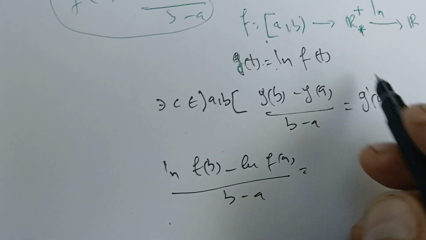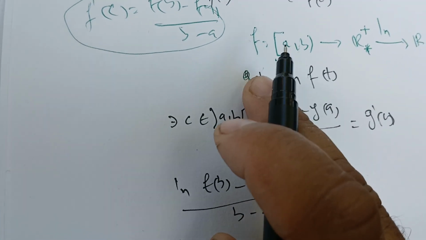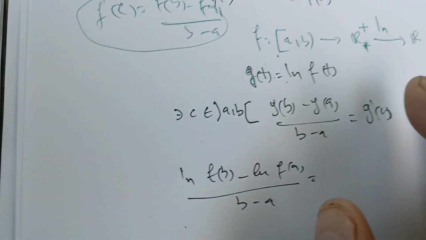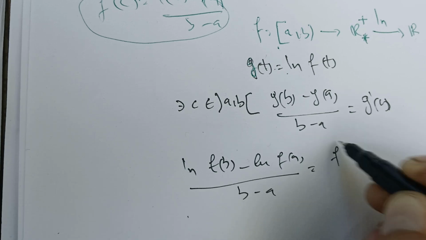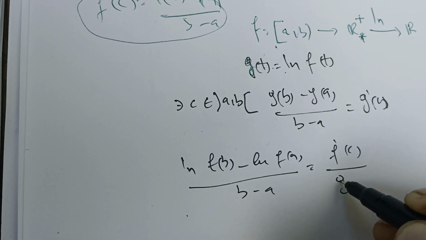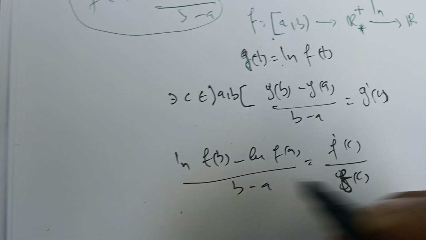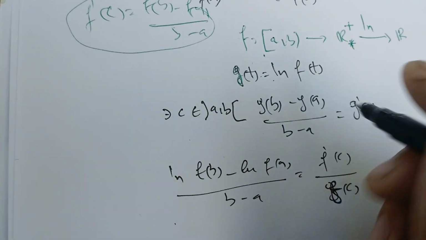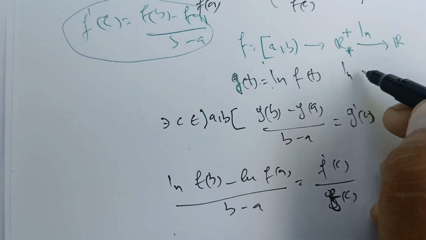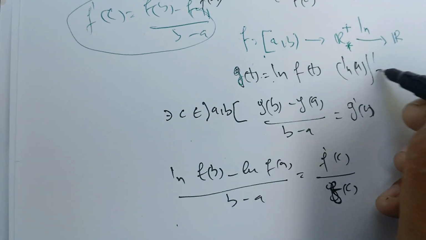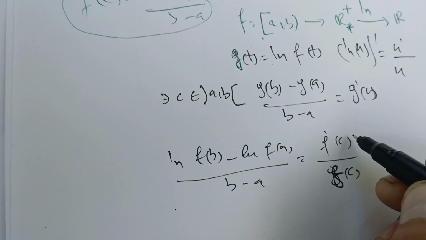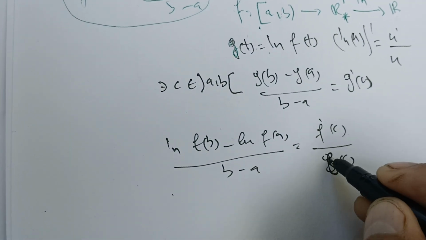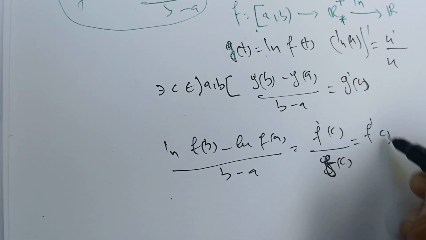And g'(c): we know the derivative of g because this is defined in terms of the log. So this is just f'(c) over f(c). Remember that by the chain rule, the derivative of the log of some function u is u' over u. Here u is f, so we have f'(c) over f(c).